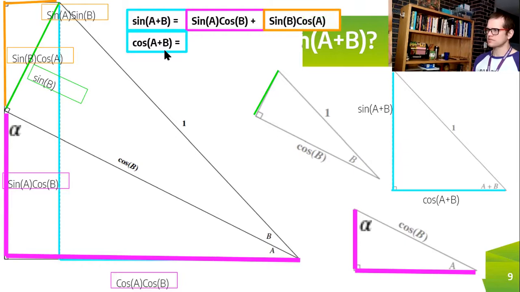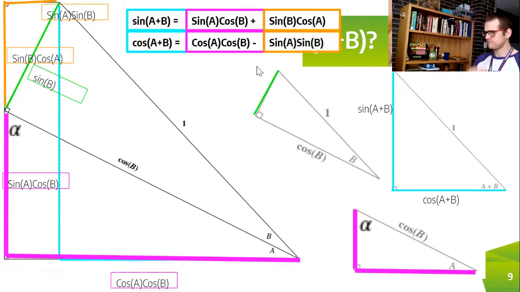Sweet. Cosine of A plus B. There's right down there, cosine of A plus B. Well, this pink one down here is labeled right there, cosine of A cosine of B. That is what we need, but it's too much. It'd be nice if we could subtract off this little piece. Luckily, that's a rectangle. It's the same value up here, sine of A sine of B. So we have cosine of A cosine of B, and we're subtracting sine of A sine of B. Wow.